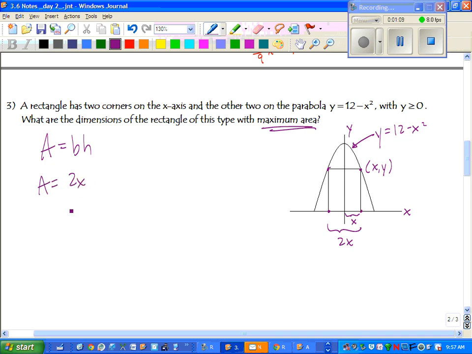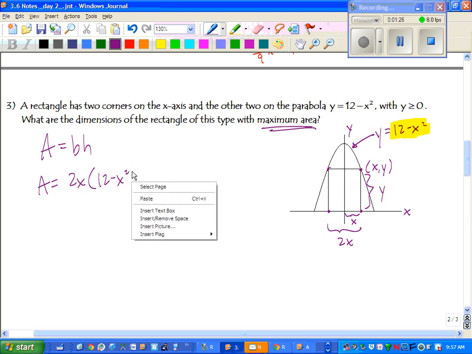So we have the base part. Now we have to look at the height. The height is the y value on this curve. But it tells us right here that the y value is equal to 12 minus x squared. So that's going to be our height for this function. So there it is. Our base is 2x. The height is 12 minus x squared.